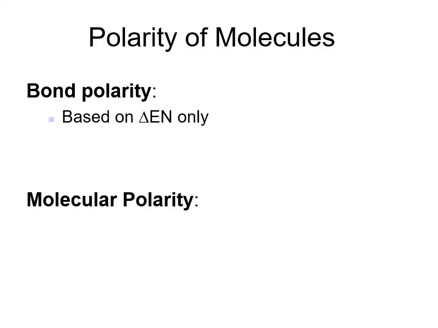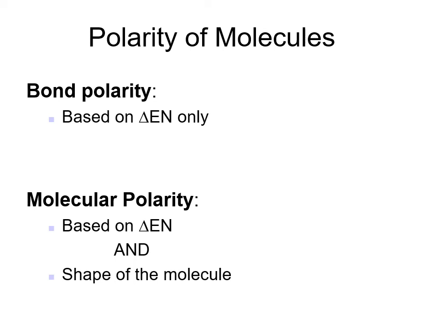So bond polarity, super easy. Find the electronegativity difference between the two atoms and you will be able to say how polar the bond is. Molecular polarity, you have to be able to find the bond polarity first, and then you have to factor in the shape of the molecule. So 2 steps, and once you've done that, then you can come to a conclusion and decide, okay, is the molecule polar or not? But realize just because you have polar bonds doesn't mean the molecule is going to be polar. The shape can affect that.